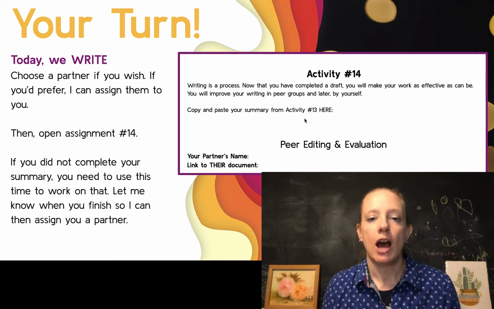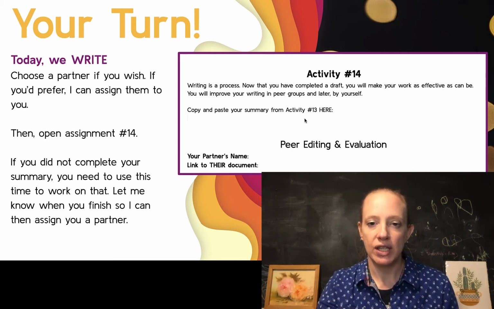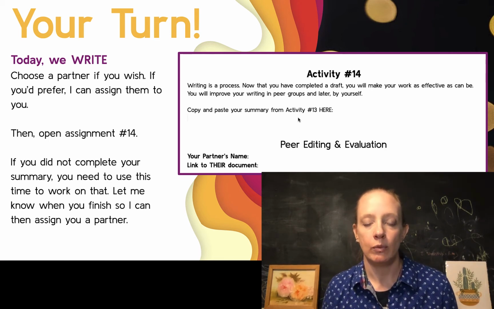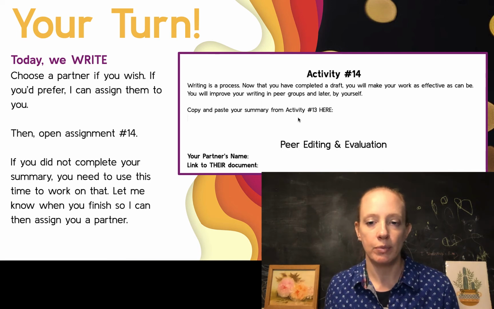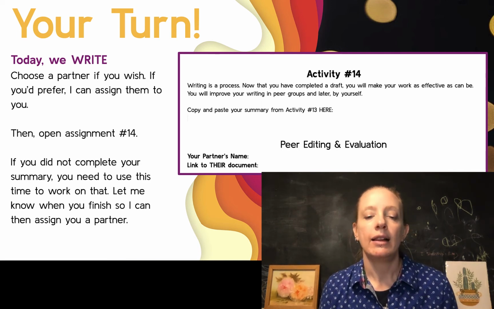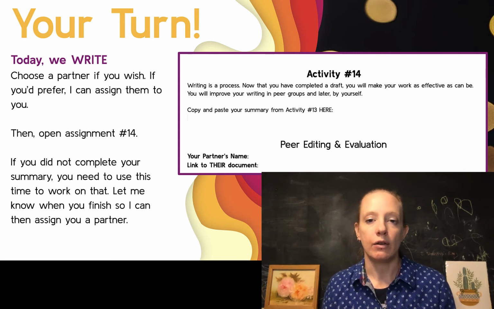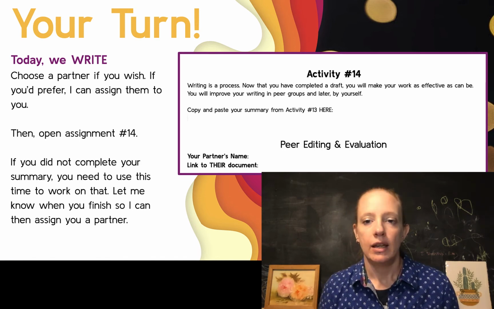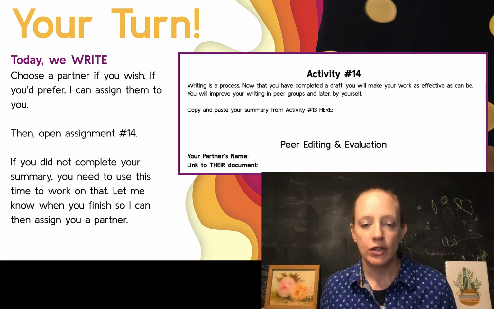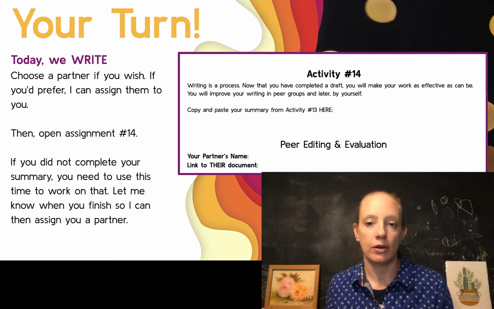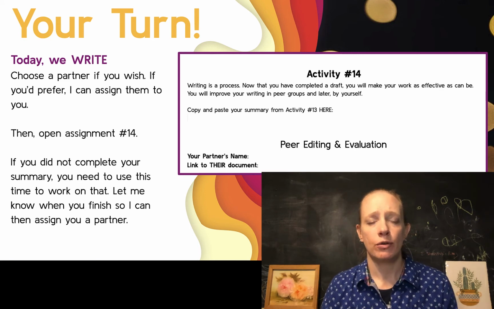The first thing is copy and paste your summary from activity 13 into the space here. And that's because you're going to be sharing this document with someone else, and they're going to be filling out your peer editing and evaluation guide. Then you're going to have your partner's name here and a link to the document for activity 14 for them, the one that you are making evaluations on. If you need help with this, again, let me know, please. Now you're going to go through and fill out that whole evaluation guide, and when you get to the end, there are some questions for you to answer based on your partner's feedback. So really take your time and go through this carefully.